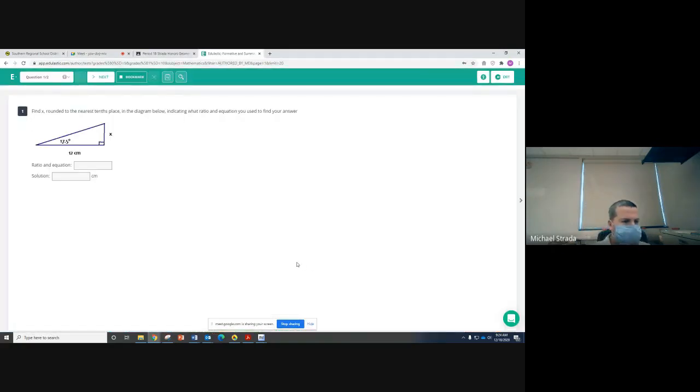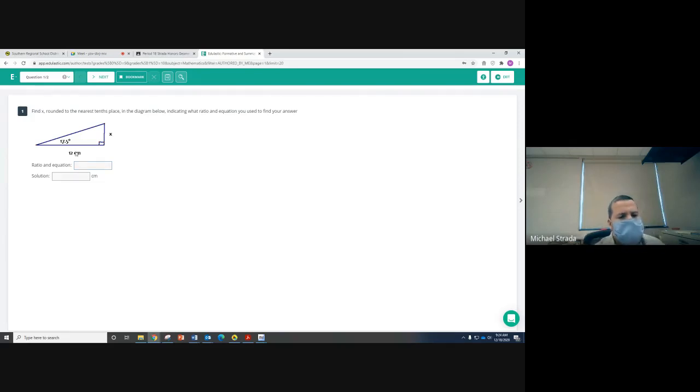So this is what we're looking at. So basically, we got 2 questions here. I want to make sure you understand how to enter them. So find x round to the nearest 10th place in the diagram below, indicating what ratio equation you use to find your answer. Okay. So basically, we got ratio and equation.